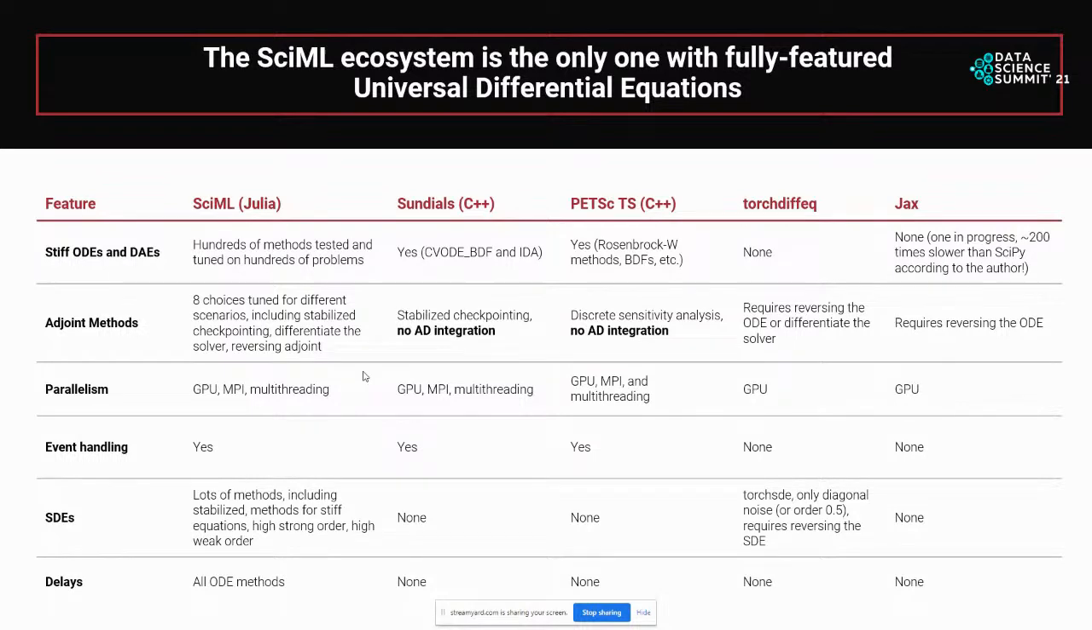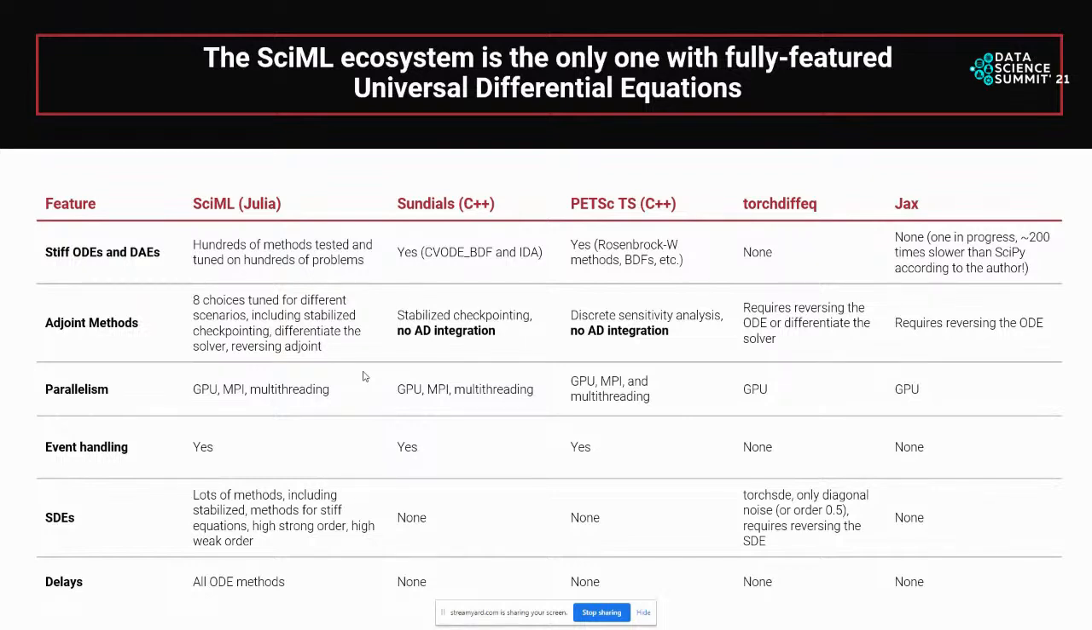Because, for example, if you look at something like torchdiffeq or JAX, right? These are some methods for neural ODEs built on machine learning libraries. They don't have the ways to be able to handle stiffness. They don't have all these different ways to handle these kinds of scientific or engineering models because they weren't built for that purpose, right? They were built for machine learning models.